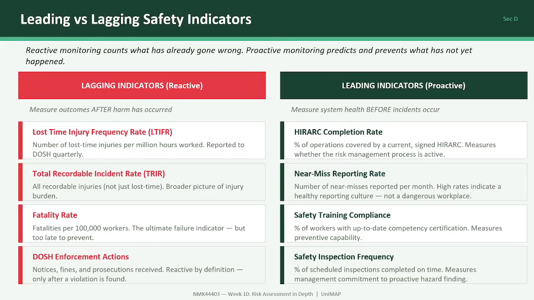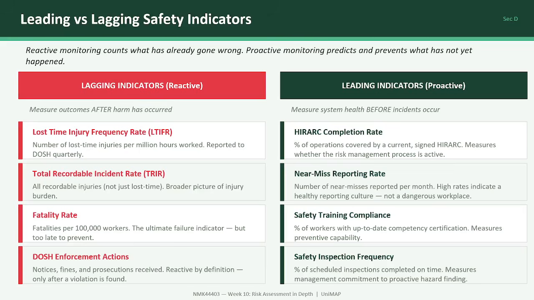There are two fundamentally different types of safety performance measurement. Understanding the difference is one of the most practically useful things you will take from this course. Lagging indicators are reactive. They measure outcomes after harm has already occurred. The four most common lagging indicators in Malaysian workplaces are the Lost Time Injury Frequency Rate, LTIFR, which is the number of lost time injuries per million hours worked. This is the indicator most frequently reported to DOSH and to management committees.